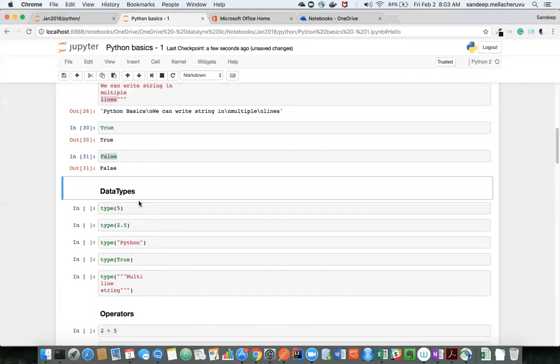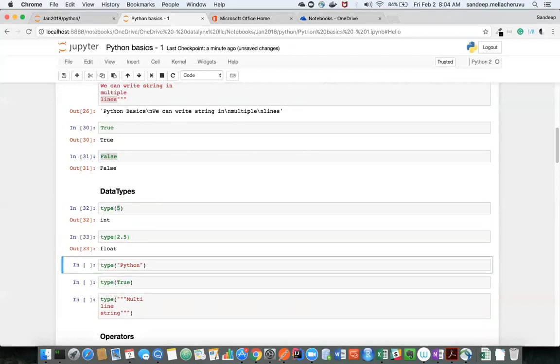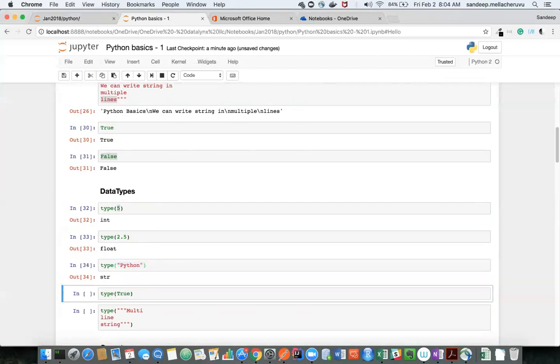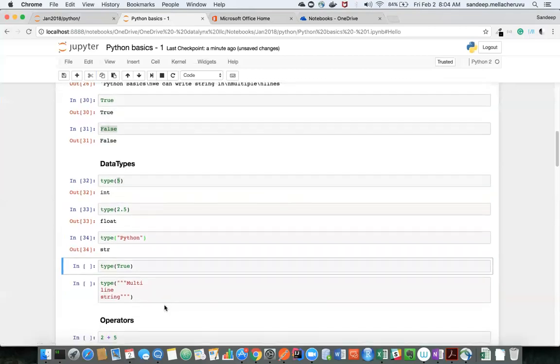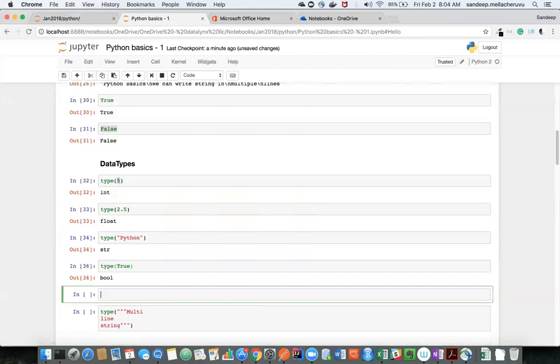Now you can also see these data types, whatever I said, Boolean, integer, these are called data types. So each literal will have a different type. For example, if I say type of 5, it will say integer because this is an integer literal. If you say type of 2.5, it should say float because it is a floating point literal. Similarly, if I do it for strings, it should say str. If I do it for true, it should say bool. Similarly, if I do it for false also, it will be a Boolean literal.